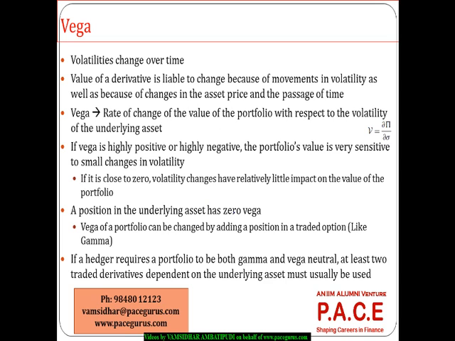Next, we move on to the next important Greek, which is Vega. When we talked about the Black-Scholes model, one of the basic assumptions that went into its derivation is that the volatility is constant. But in reality, the volatility keeps changing over time, which means the value of a derivative is also liable to change.